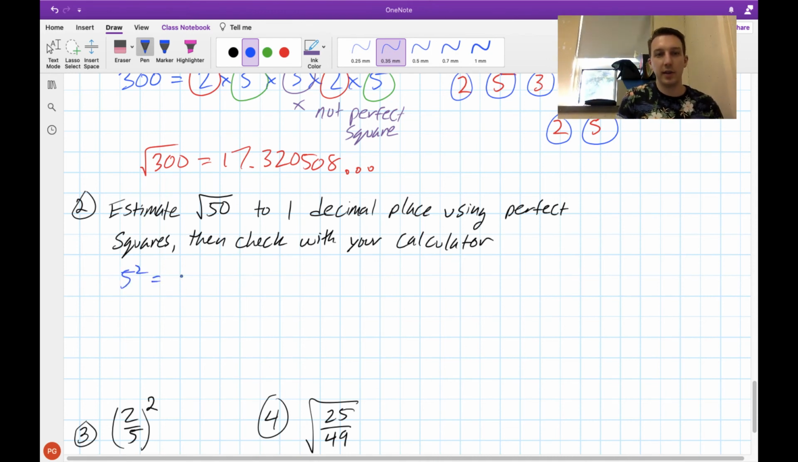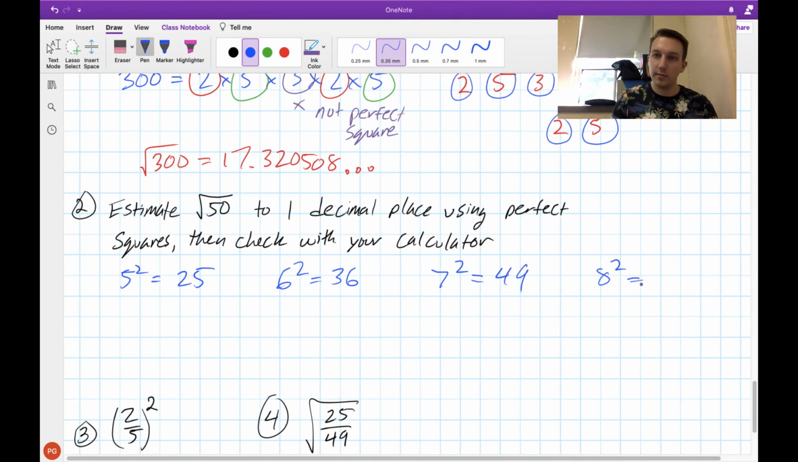5 times 5 would give us 25. Okay, need to go a little bit bigger. 6 squared would be 6 times 6, which is 36. Okay, we need to go bigger than that. 7 squared is 49. Okay, that's pretty close to 50, but we still need one that's bigger. What about 8 squared? That would give us 64. So now what we can say is that the square root of 50 is going to be between these two numbers here.